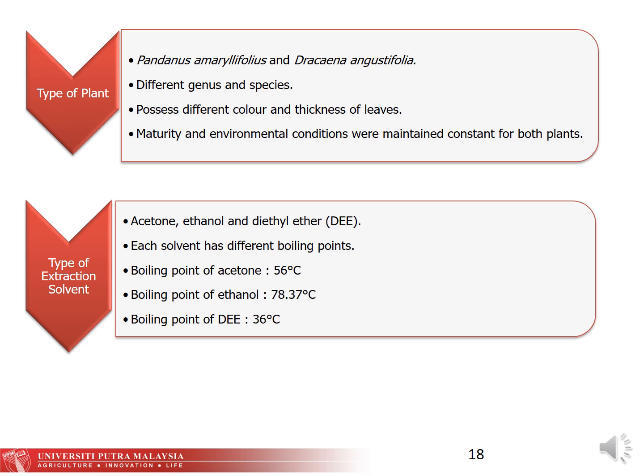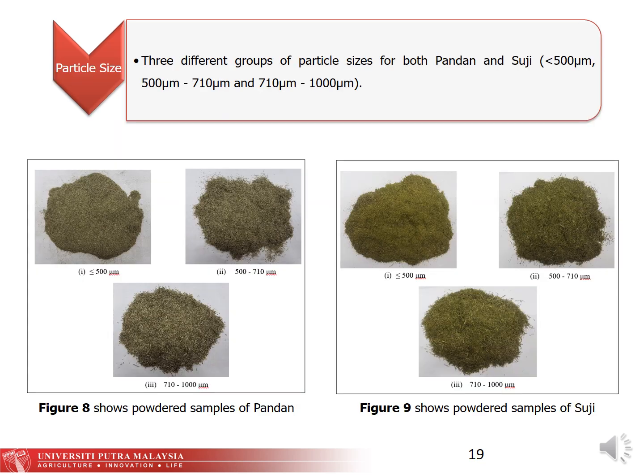Second is the type of extraction solvent. Acetone, ethanol and diethyl ether were used as solvents, and each of them have different boiling points. The third one is particle size. The 3 different groups of particle size for both pandan and suji were used. The sizes are less than 500 micrometer, between 500 to 710 micrometer, and between 710 to 1000 micrometer.